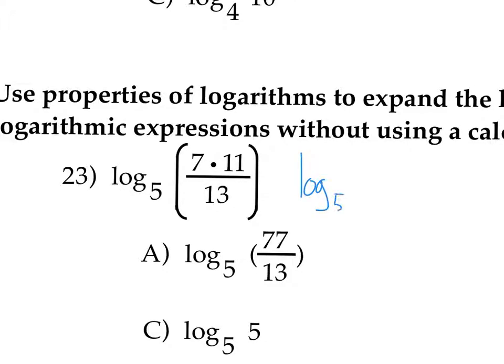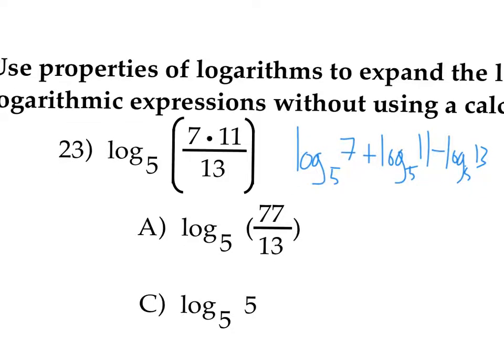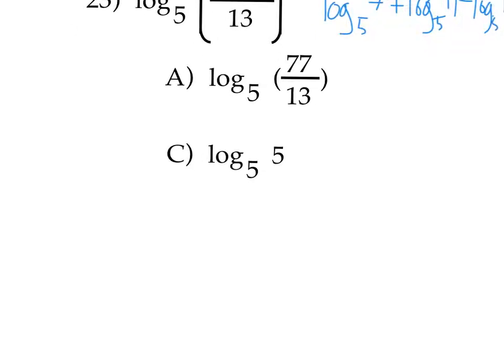For number 23, we're expanding, and we're going to write this as log base 5 of 7 plus log base 5 of 11, and then minus log base 5 of 13, kind of doing the opposite of what we just did.